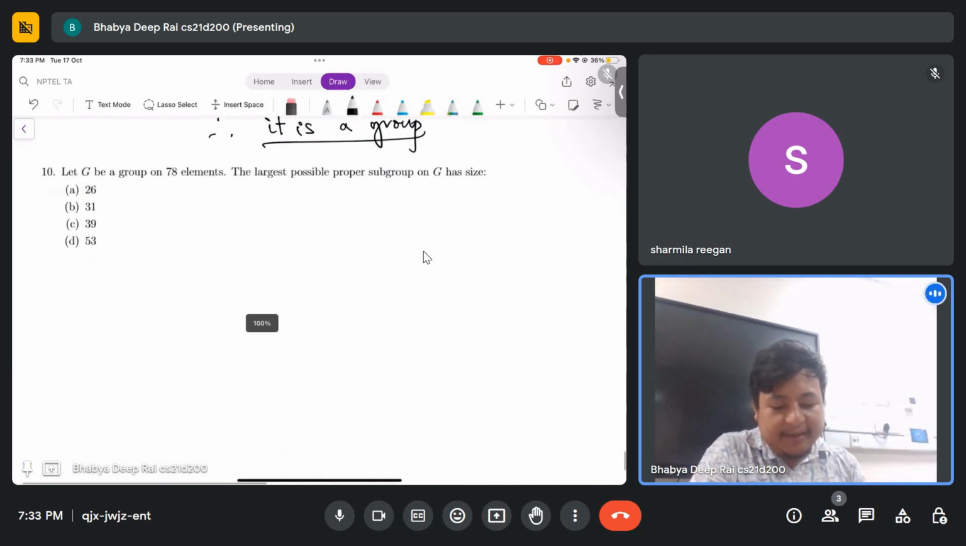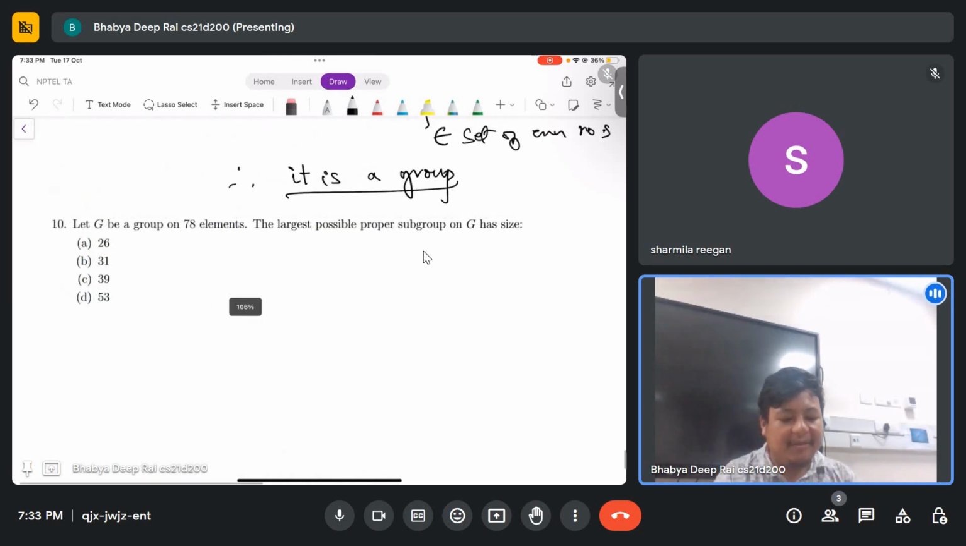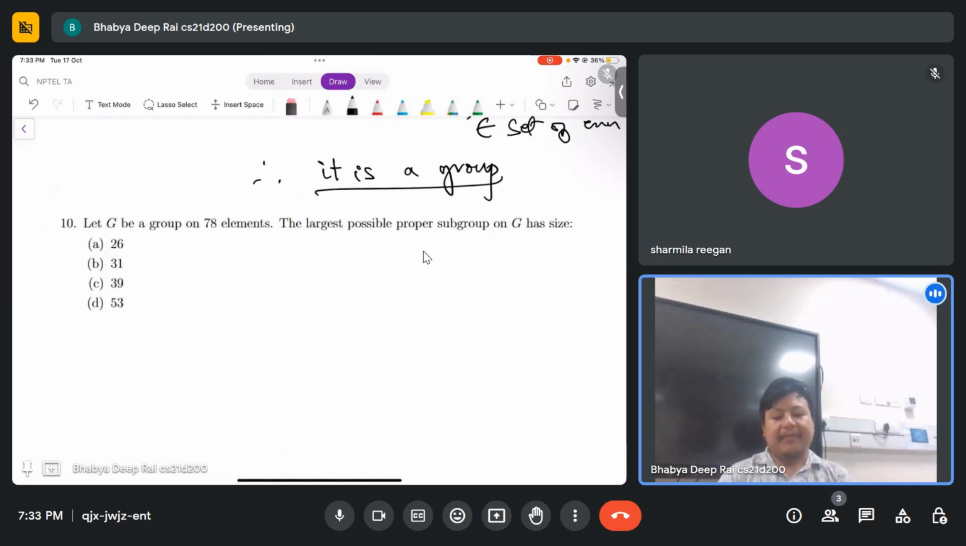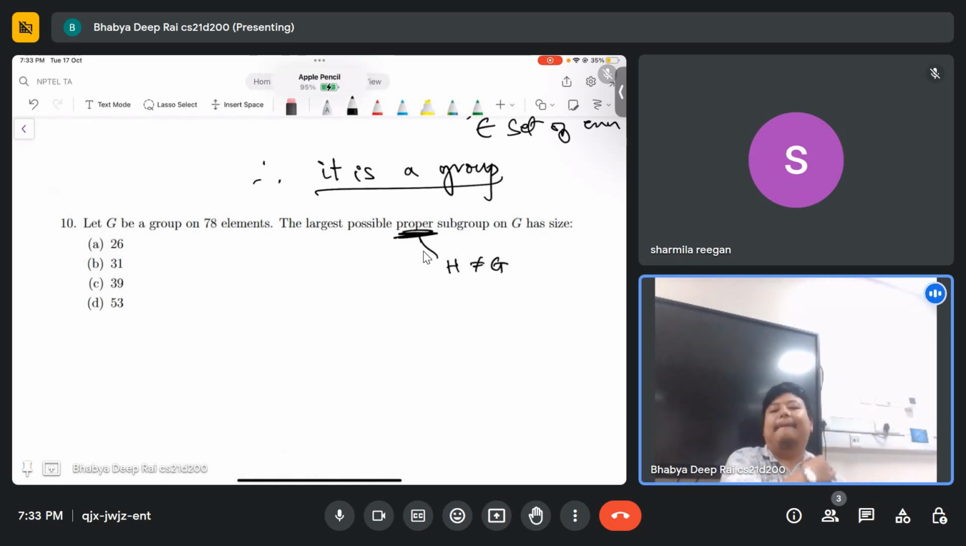The final question is a quick one. Look at it and try to think about how we may be able to solve this. G is a group on 78 elements. The largest possible proper subgroup. So what does proper mean? Proper means that the subgroup that you get should not be equal to G. It's like a proper subset, which is a subset that is not equal to the superset. So what is the largest possible proper subgroup of G?